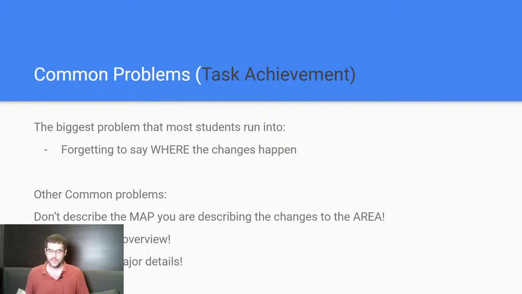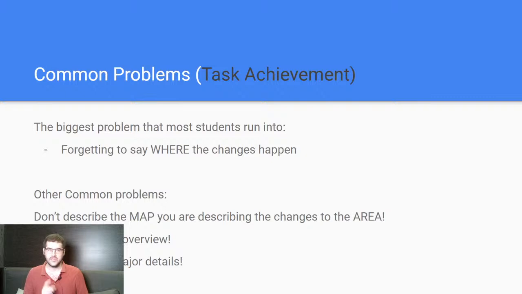Some other common problems. Don't describe the map. Don't say in the top of the map, in the bottom of the map, below the museum. These are not the correct vocabulary for this. You are not describing the map, you are describing the area. So north of the town, to the north of the hospital, in the northeast corner of the given area. These are the vocabulary that you should be using.